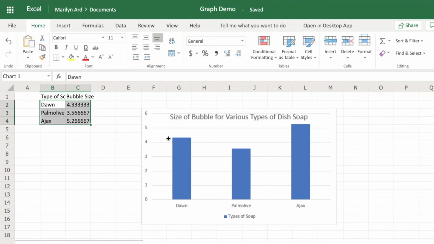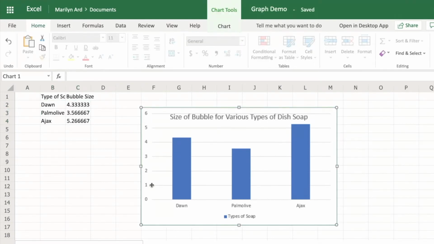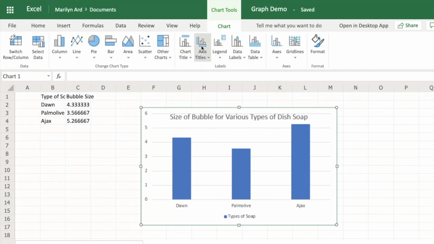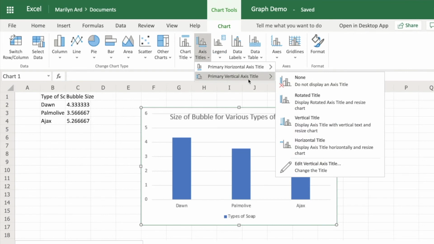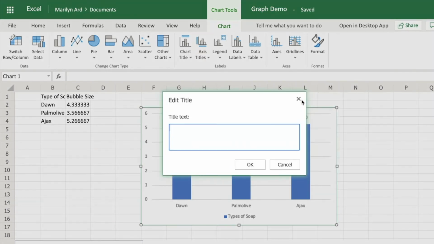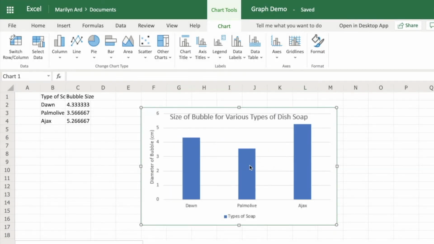Beauty. All right, so I still am not done. I want to label my vertical axis. So again, I click chart up here, axis labels, vertical axis. So I can have none, which is what I have now. I have a rotated title or a vertical title, so the letters go down, horizontal, blah, blah, blah. I want a rotated title. So I'm going to write diameter of bubble. And always remember to put your units, otherwise the data doesn't mean anything. Okay, beauty. So now I have a title.